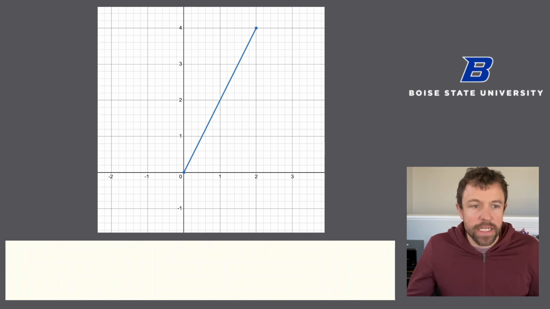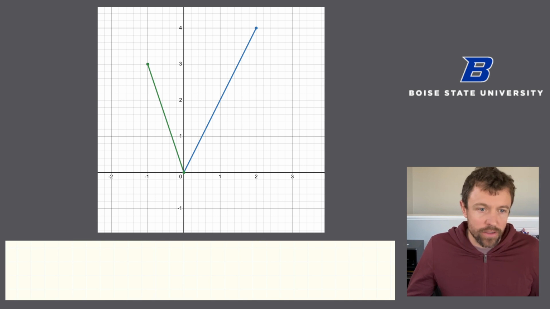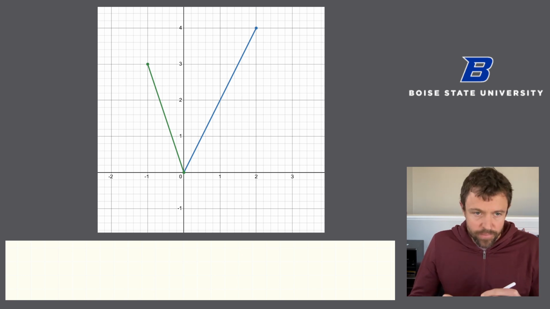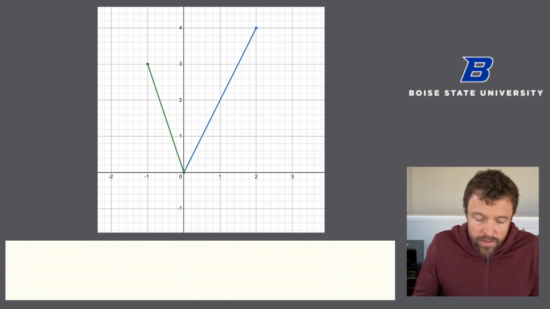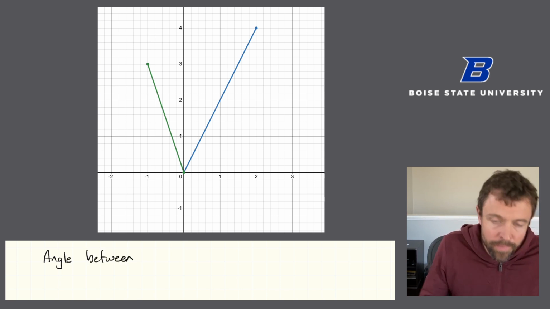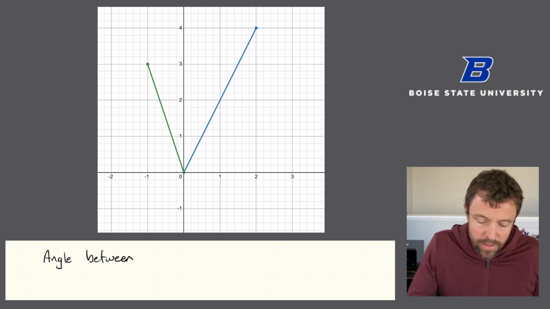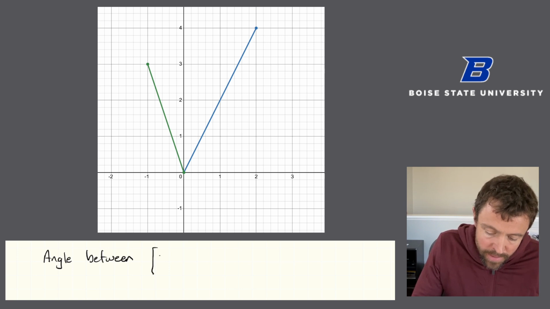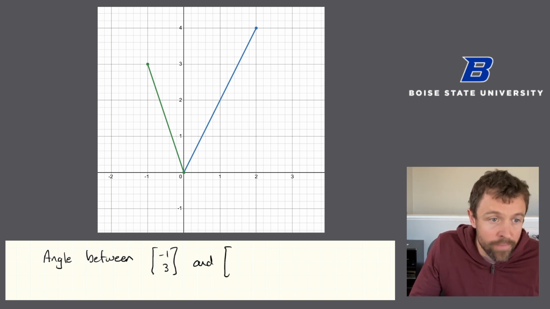Scroll down where we have some space. And to talk about angle, I need another vector. And again, I'm thinking of these vectors as both starting at the origin, right? So I have this green and this blue vector. And so I'm trying to find the angle between these two vectors. And the green one, which is on the left, angle is symmetric, right? It doesn't matter the order I write them, but is -1, 3, and this blue vector, which is 2, 4.